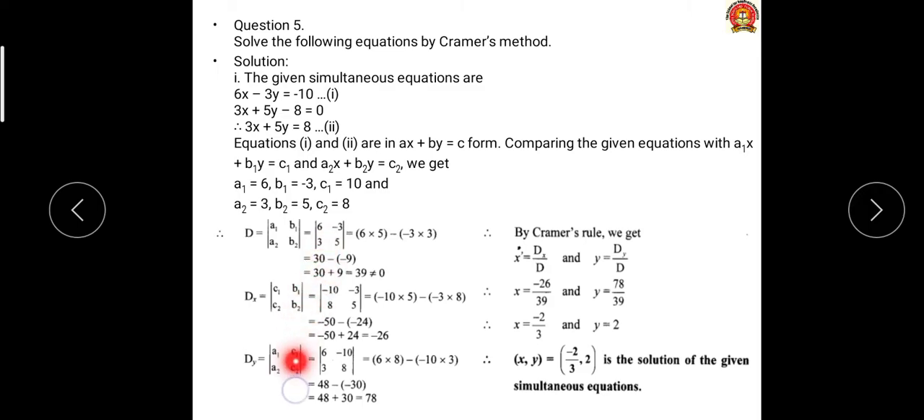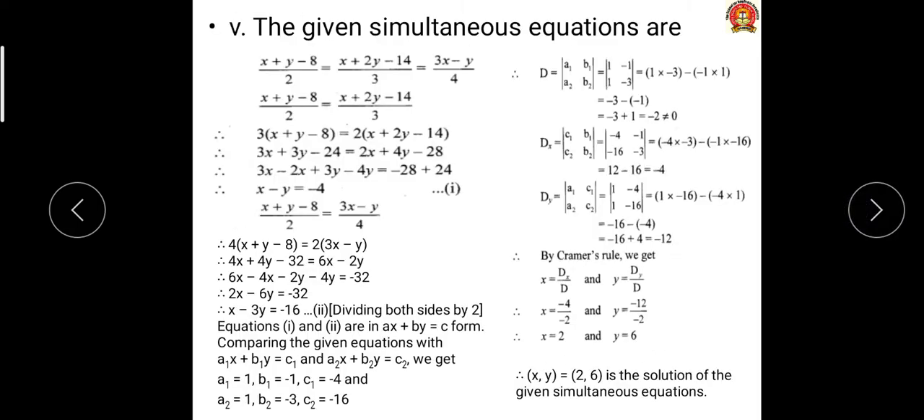So after getting Dx and Dy, by Cramer's rule, what is the value of x? x is Dx by D and y is Dy by D. After substituting the values, you will get x is equal to minus 2 by 3 and y is equal to 2. And this is the solution of the given simultaneous equations.